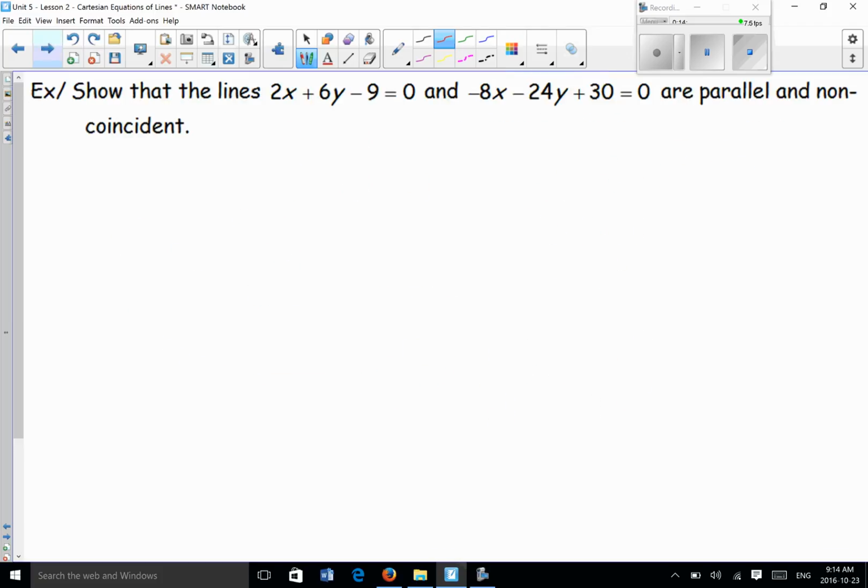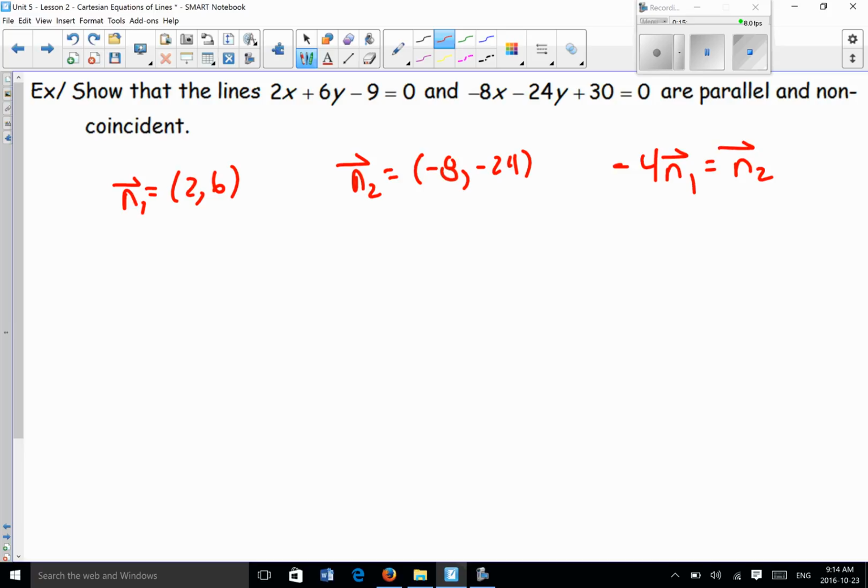Okay, so let's take a look at these two things. Show that they're parallel and non-coincident. So parallel means looking at their scalar multiples. I want to look at their normal vectors. Normal vector number 1 is (2, 6). Normal vector number 2 is (negative 8, negative 24). And if I take a look at that, I can say that negative 4 times n1 comes out to n2. Since those are scalar multiples, they must be parallel.